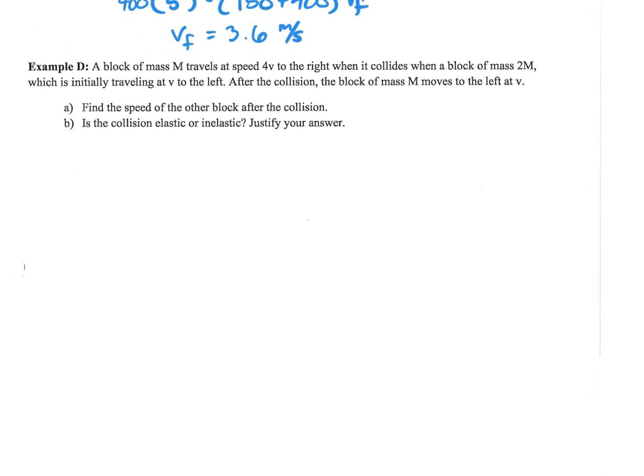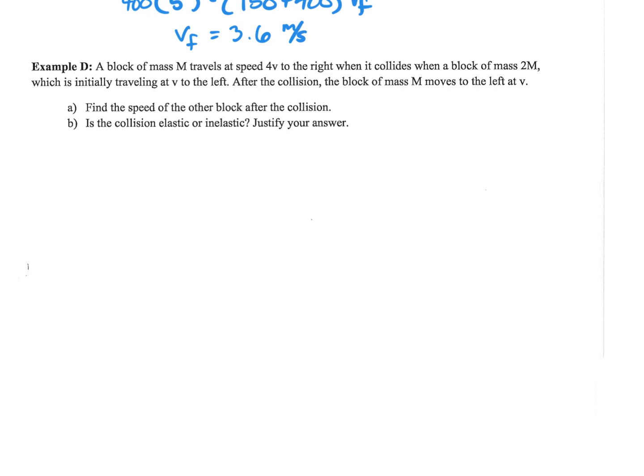All right. Example D: a block of mass M travels at a speed 4v to the right, and collides with a block of 2m traveling v to the left. After the collision, the block of mass M moves to the left at v. Find the speed of the other block after the collision. Is the collision elastic or inelastic? Justify your answer. So what are we going to have to figure out?